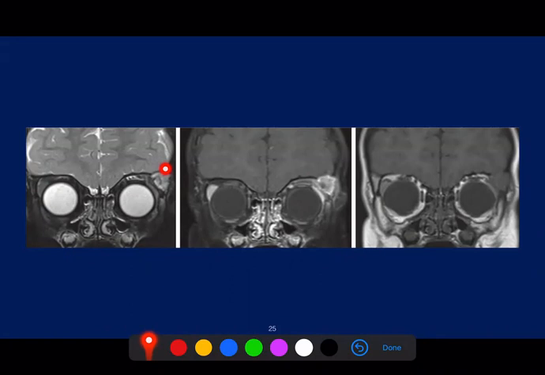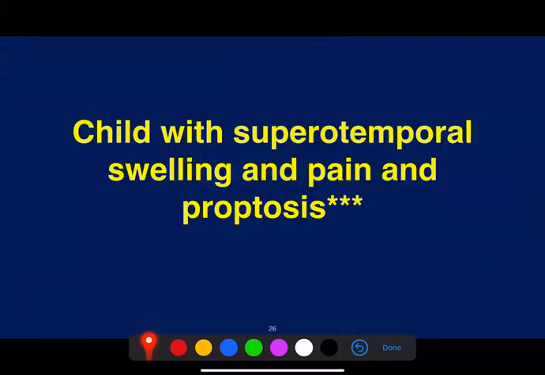So again, my talk will stress identifying phenotypes. You have a child with superior temporal swelling, pain and proptosis. What diagnosis do you think of in this scenario? Could be a simple diagnosis, a ruptured dermoid, but it wasn't there since childhood. So ruptured dermoid, if there is a history of prior inflammation, yes. Ruptured dermoid is an excellent differential.